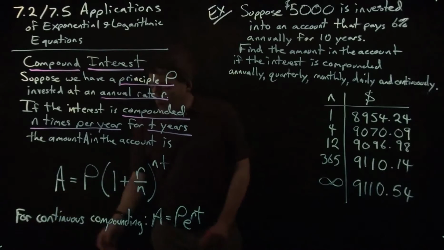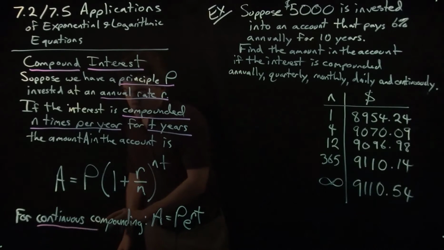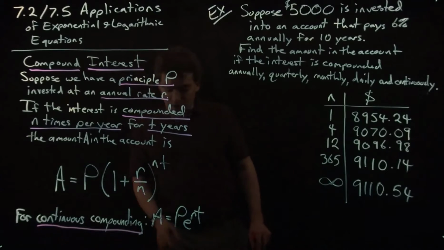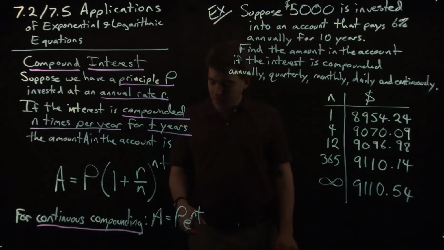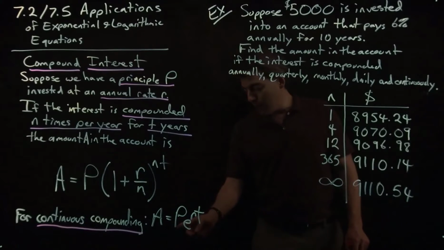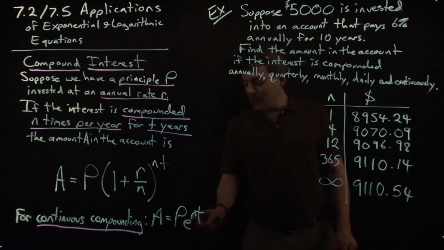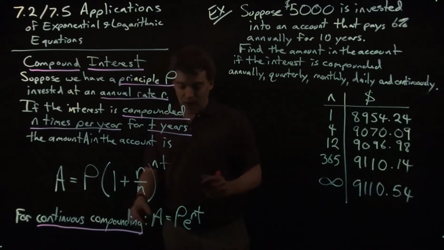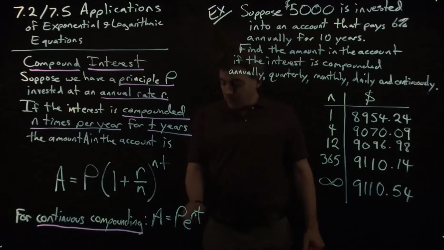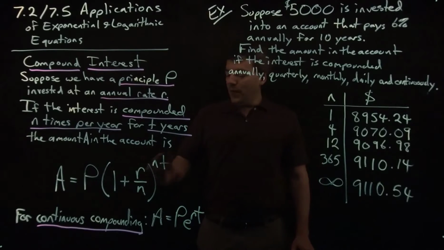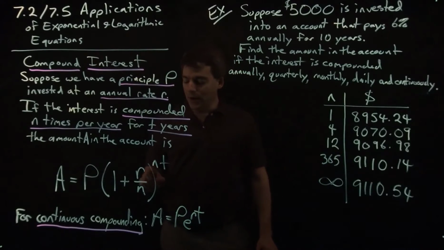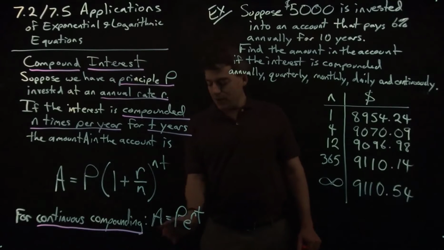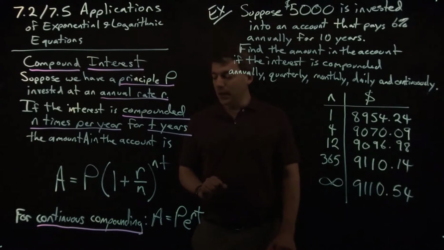If we have continuous compounding, then the natural base e shows up. So we have the amount equals the principal times e raised to the rt power. There is no n in this case. We could consider this to be the n equals infinity case. Okay, so if you have a discrete number of times compounded per year, it's n. Otherwise, if it's continuous, we use this formula here.